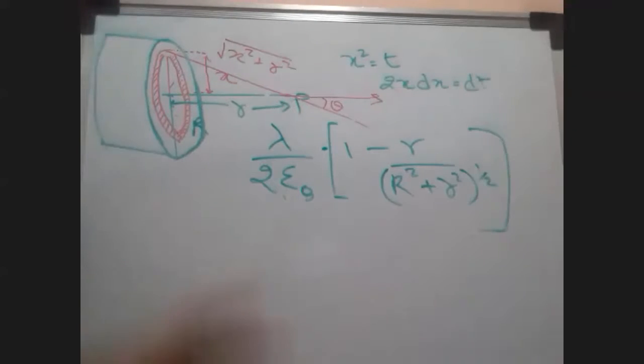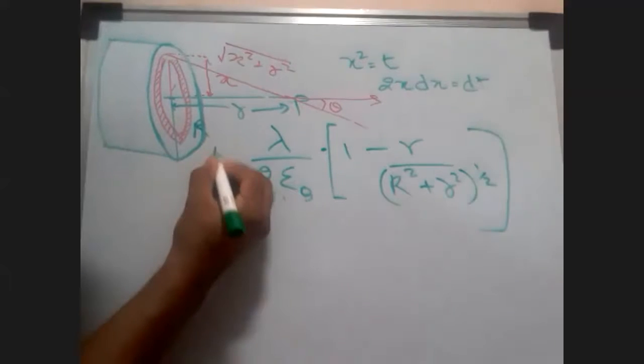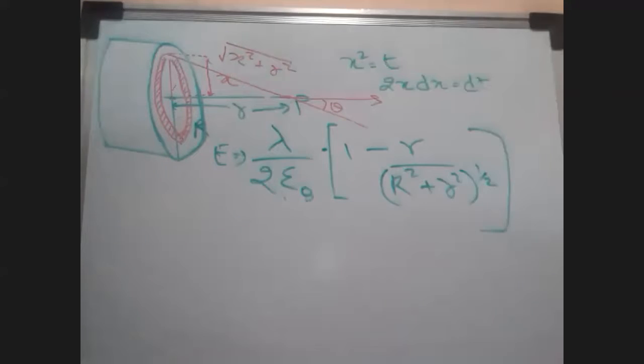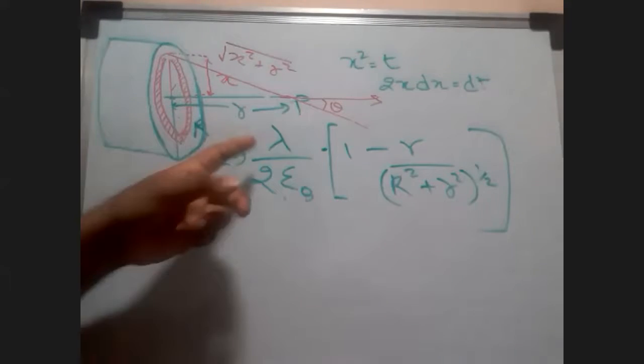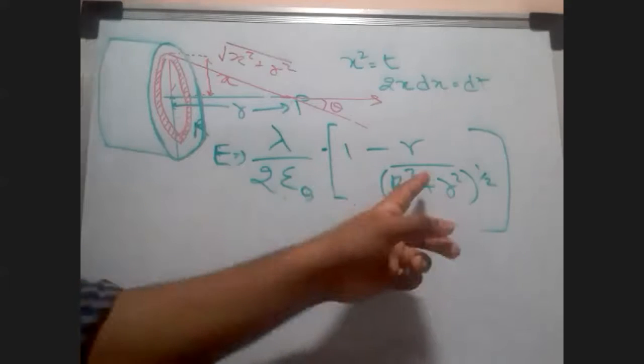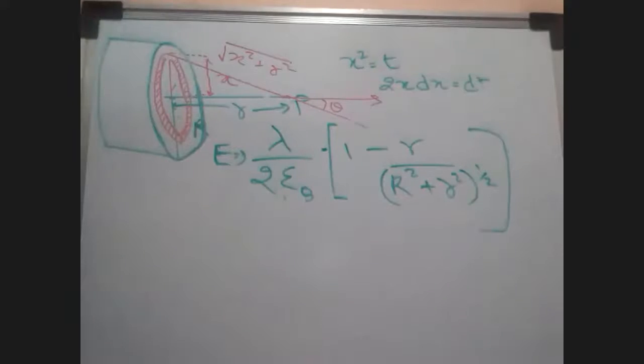So this is the equation. This is E. Finally, it is fully simplified. That E is equal to lambda upon 2 epsilon naught, 1 minus r upon r square plus r square raised to 1 by 2.